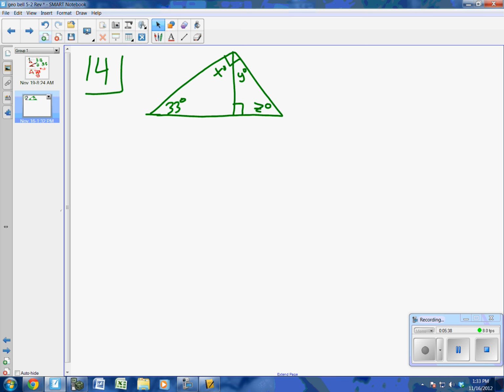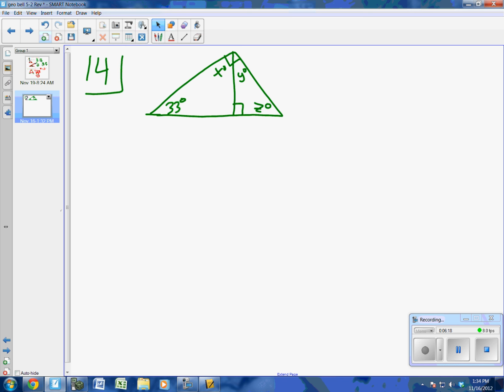Guys, how many triangles do you see in this picture? There's not one, and there's not two. Where are they, Trey? So, yeah, there's this one right here, this one right here, and then you got the big one right there, right? Okay, so we got 3 triangles. And if you look at the big triangle, do we know 2 of the angles of the big triangle? Yeah, we do. Which 2 do we know? 33 and the right angle right up here, right?